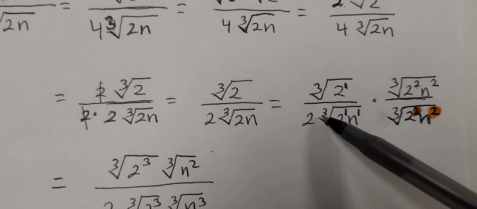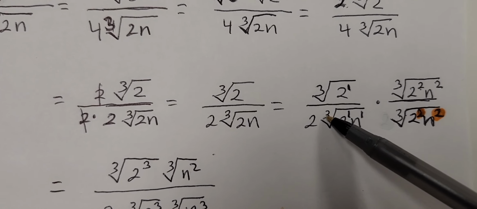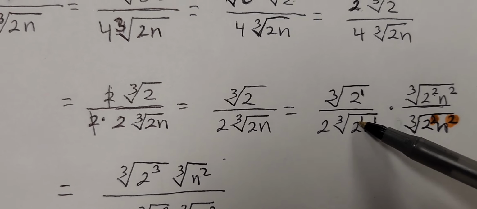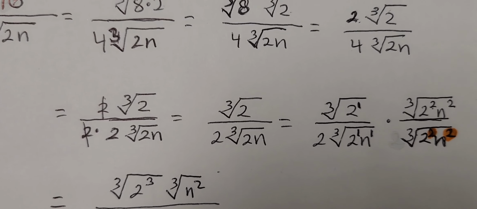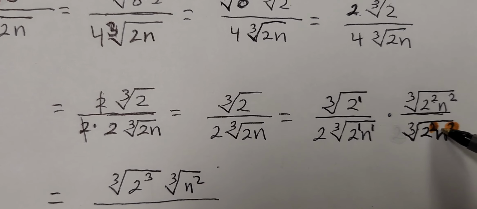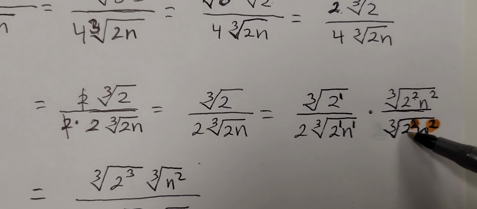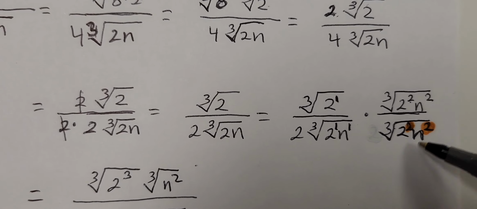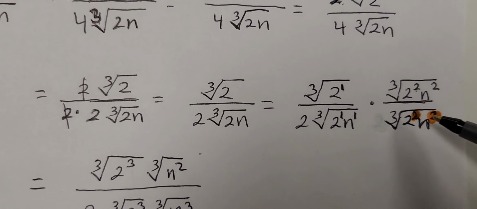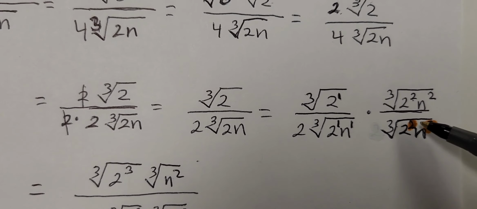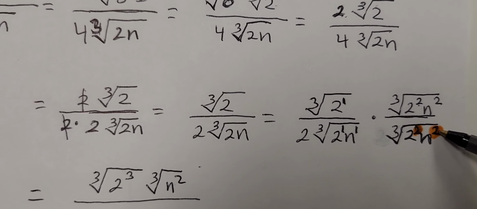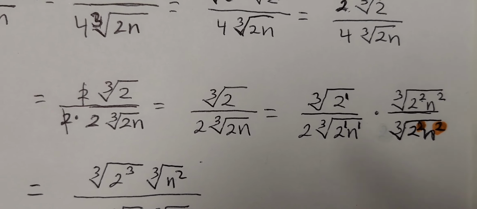Okay, so one more time. This number right here means I want a group of 3, but I only have 1 2, 1 n. So the only way to get a group of 3, I need to add 2 more of the number 2, 2 more of the letter n, so that when I add them together, it will give me a group of 3. Okay, so that's where the 2 comes from for the bottom and also for the top as well.